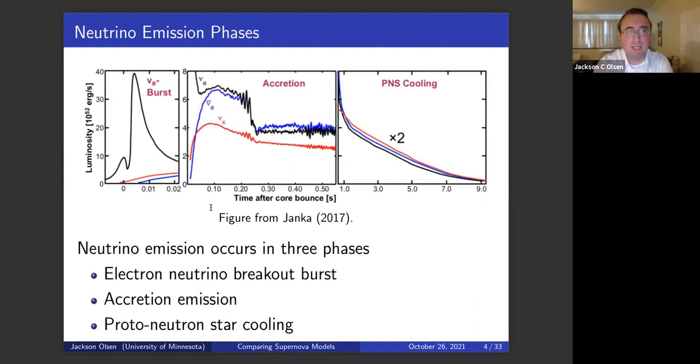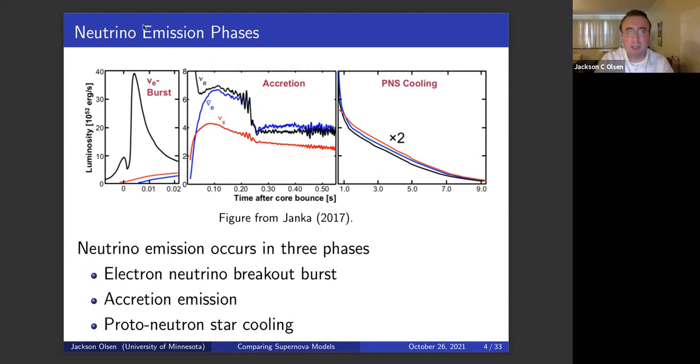Now, neutrino emission tends to follow three main phases. Initially, right after core bounce, there's a burst of electron neutrinos. That's this black curve here with a time scale of about 10 milliseconds. This is followed by an accretion emission period. Here, matter is falling on to the dense inner core of the star called the protoneutron star, leading to emission of electron neutrinos and also electron antineutrinos, these black and blue curves.